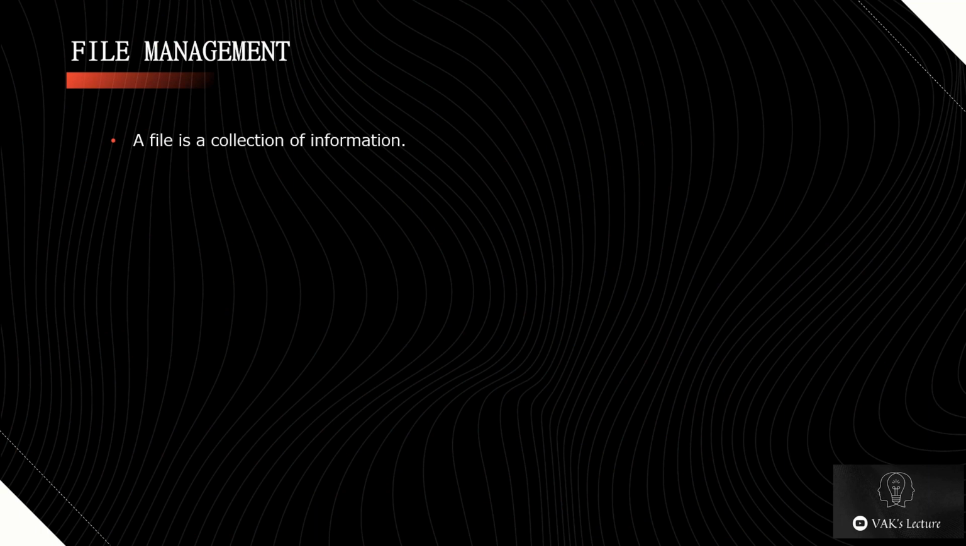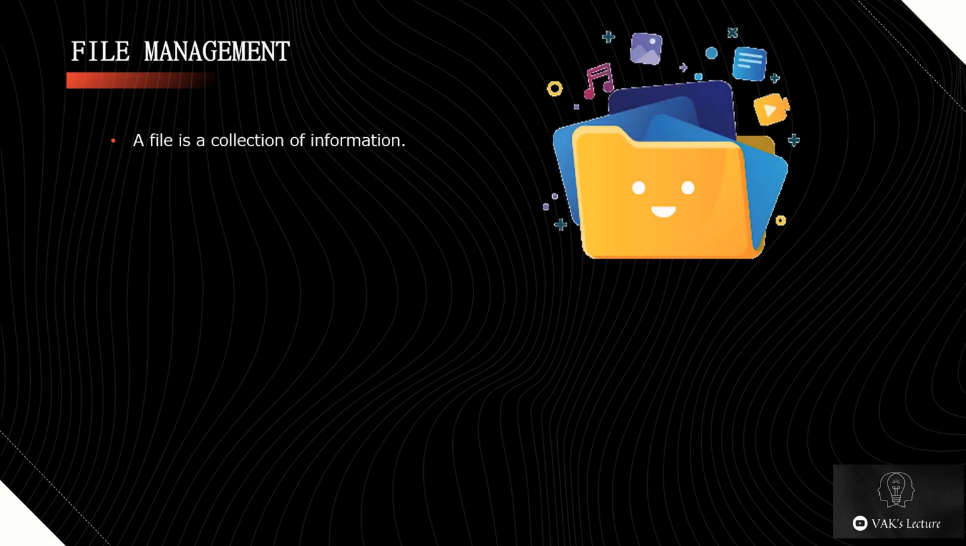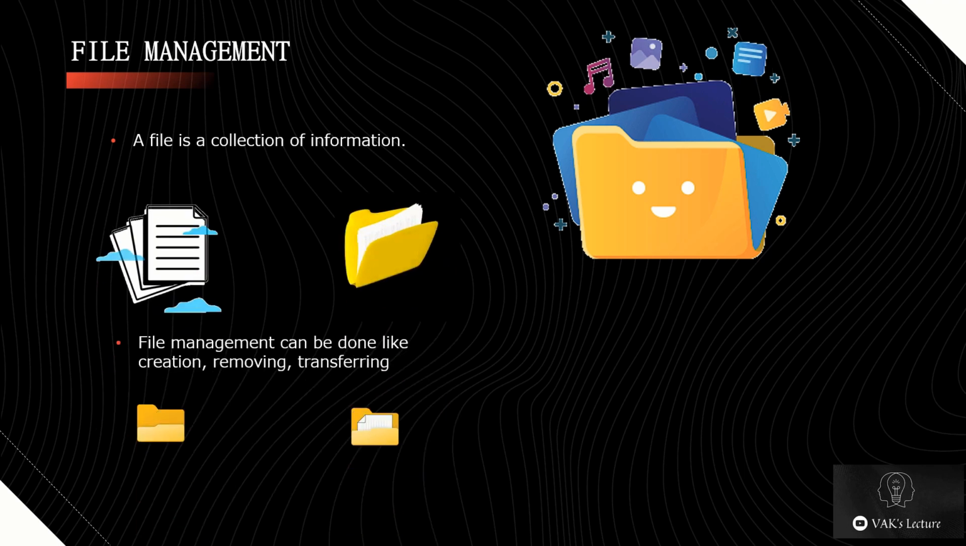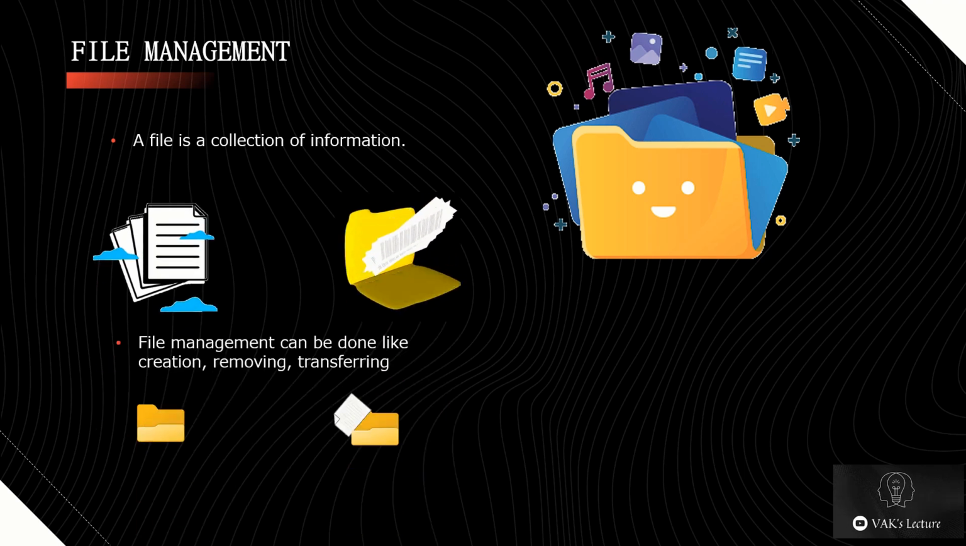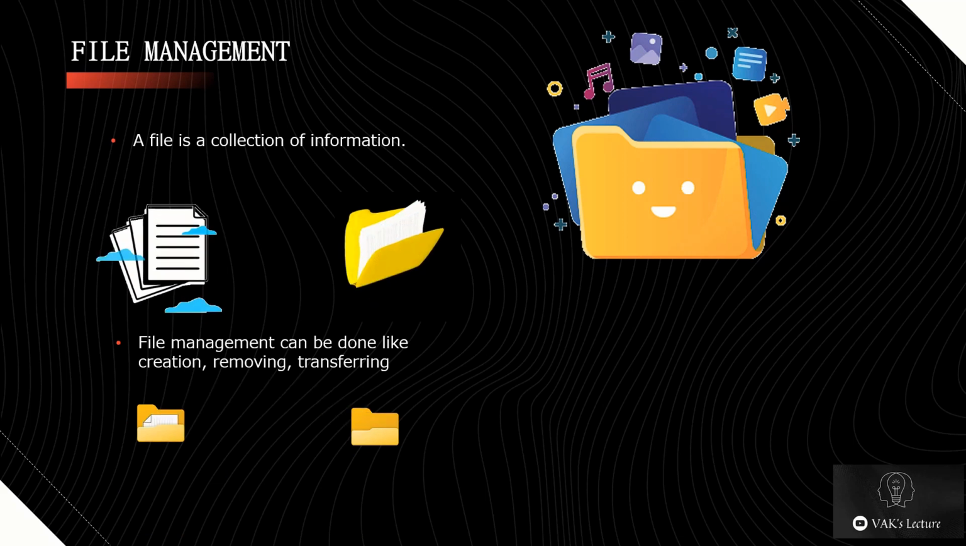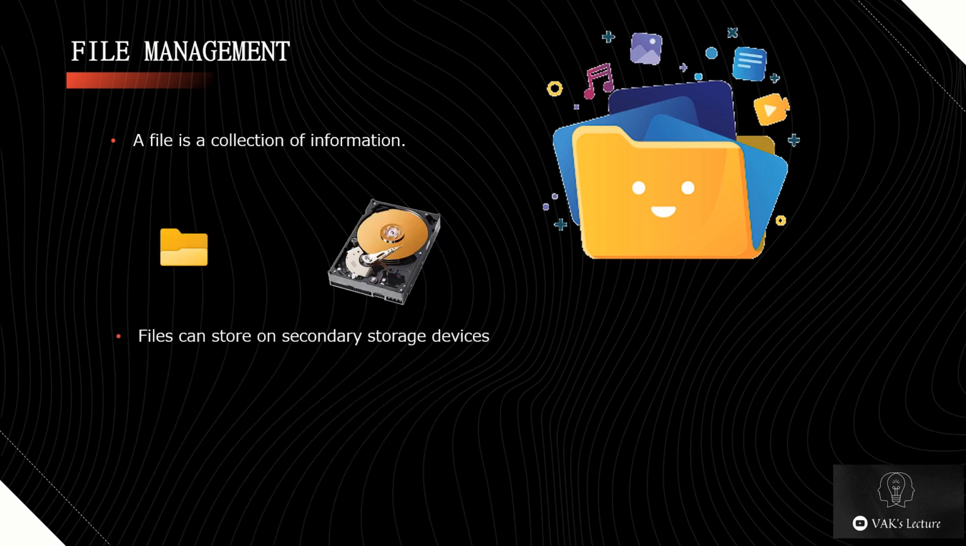A file is a collection of information. The number of files can be organized into directories, and these directories also contain subdirectories. In this, we can create the files and we can remove the files also. Similarly, we can create and delete the directories, and we can transfer the files also, and we can store the files onto the secondary storage devices.